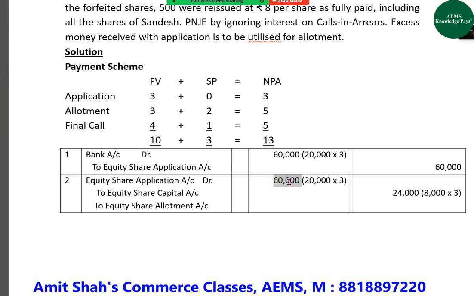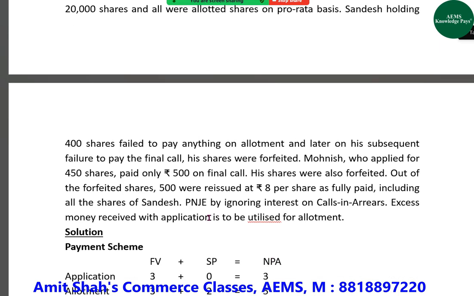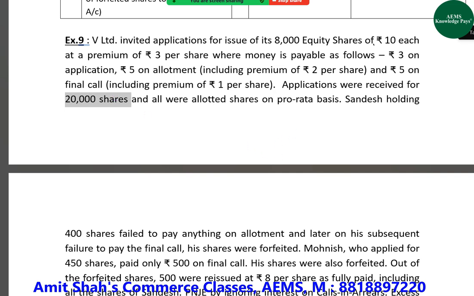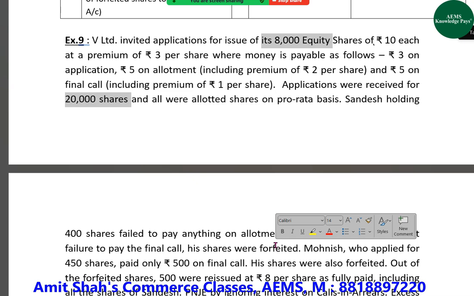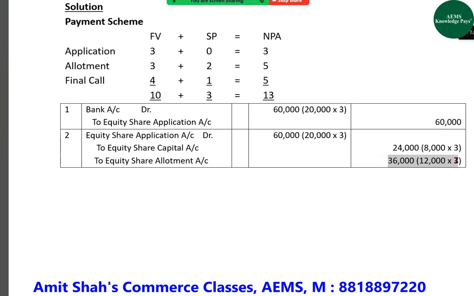After that, the excess money is 36,000. On these 8,000 shares, we want rupees 5 per share on allotment. That is 40,000 rupees, 8,000 into 5. So the entire excess money of 36,000 we can utilize in allotment, and that is why the remaining amount out of 60,000, that is 36,000, would be credited to share allotment account. This 12,000 is the number of shares for excess applications, because applications for 20,000 shares were there, but we have to allot only 8,000 shares. So the money lying with the company is for the excess 12,000 shares, and the company is going to use it for allotment.